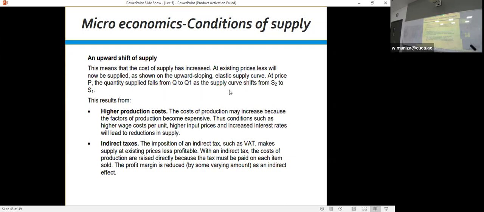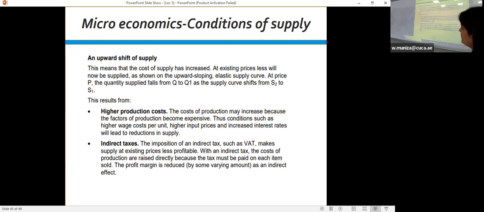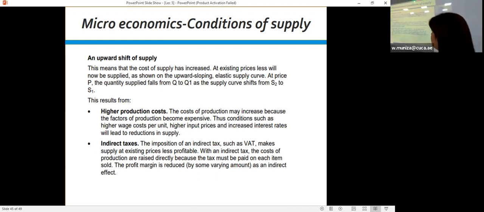So this results from higher production costs. When the production costs are higher, students, what is going to be the effect? The prices for the products will increase. Am I right? When the prices are increased, the supply would be increasing. Higher production costs: the cost of production may increase because the factors of production become expensive. Thus, conditions such as higher wages cost per unit, higher input prices, and increased interest rates will lead to reductions in the supply. Now, my dear students, normally we say that whenever there is an increase in prices, the supply is going to be increased.